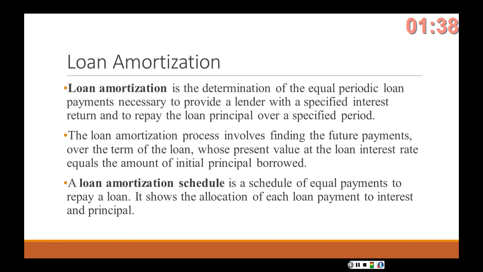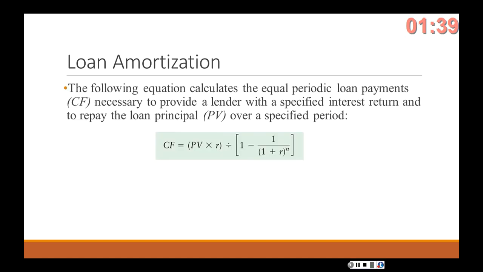So now that we know how to solve for payments, we can do loan amortization. Loan amortization is the determination of the equal periodic loan payments to provide the lender with the specific interest and to repay the loan principal over a specific period of time. And we can develop a loan amortization schedule, which shows where the interest and where the principal is going.